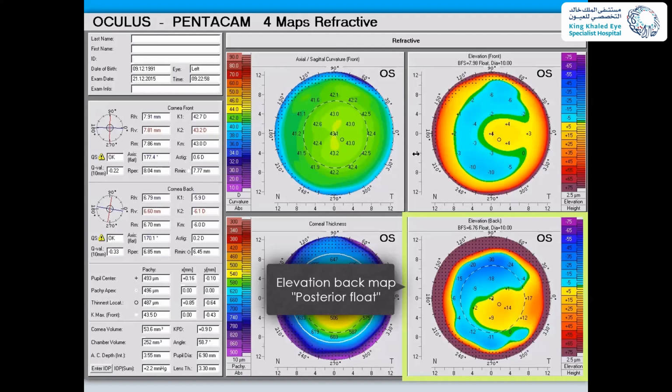So if you are going for a T-cut in a patient with keratoplasty, you will use, for example, the topography? Yes, so I will use topography. Okay, thank you. Thank you so much, Dr. Ahad.